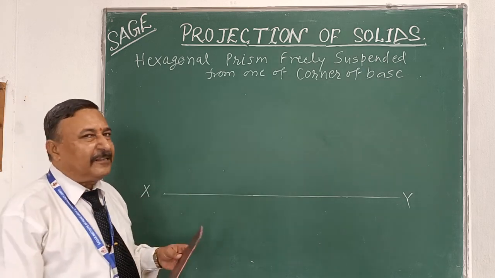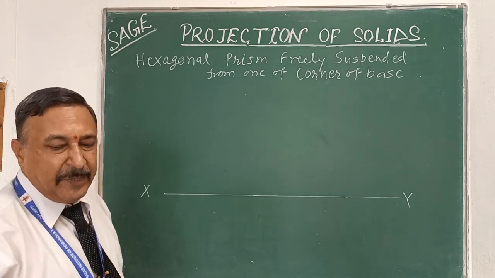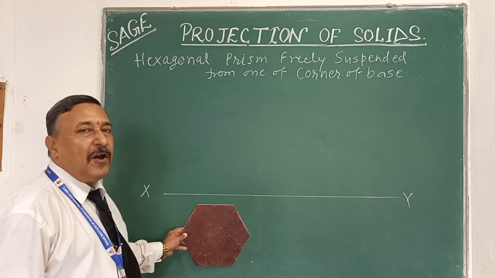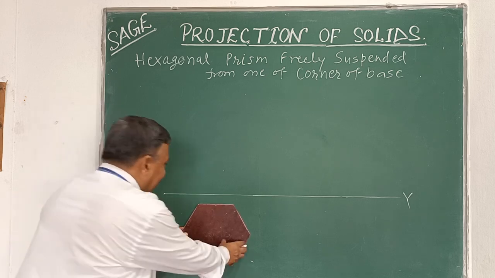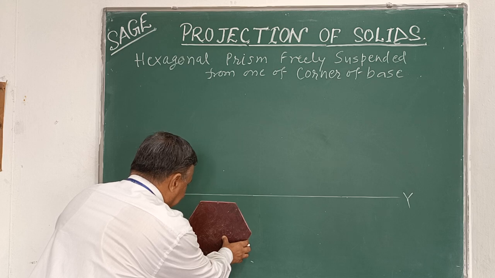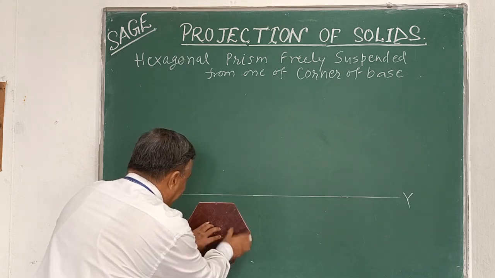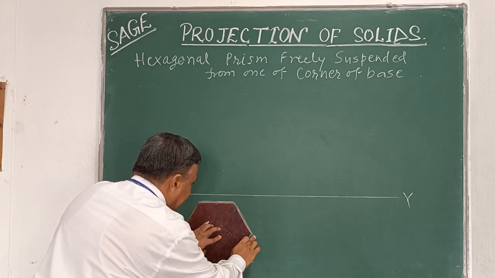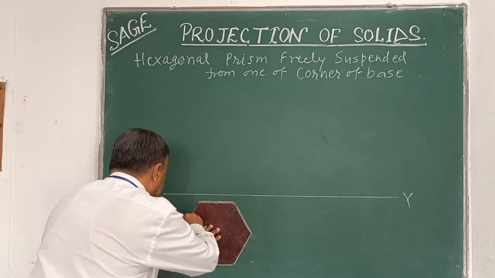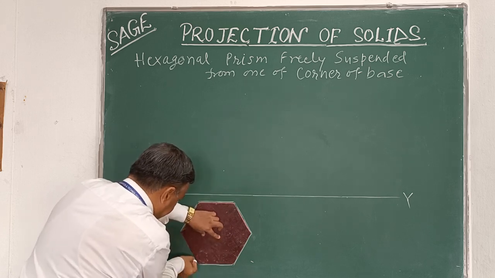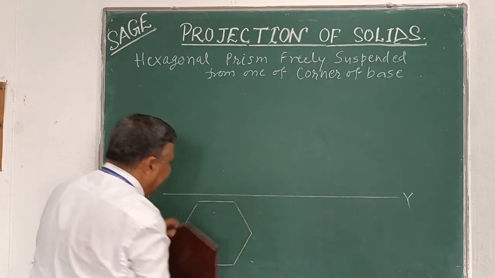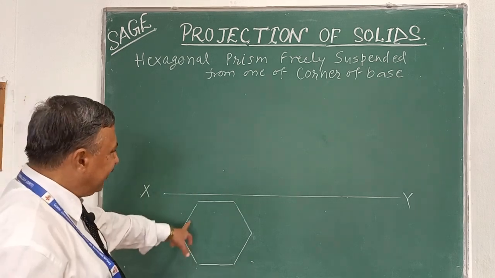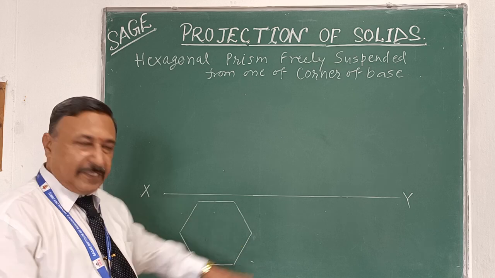Now see, freely suspended from one of its corners means we have to draw the base resting on a corner position. Now see here how we draw the hexagon. The hexagon is drawn in this way. This is the position resting on the corner.